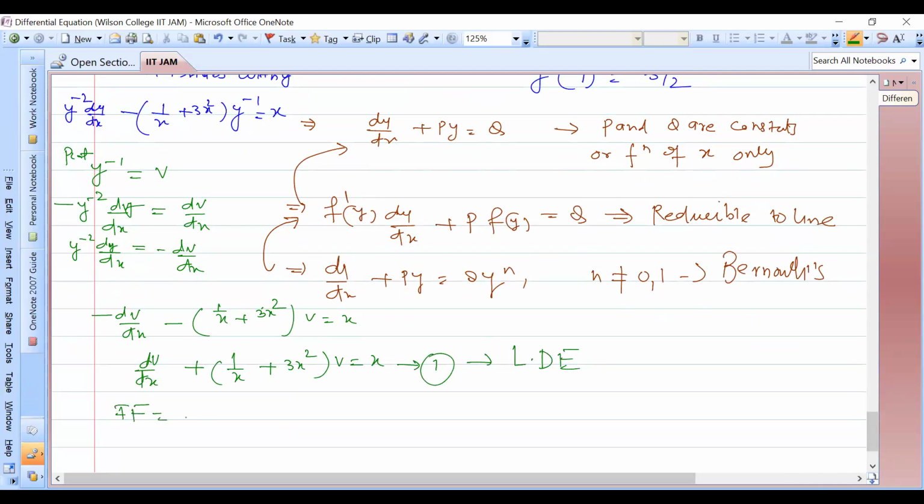So what will be the integrating factor? E raised to power integral of p dx. So p is here this. So basically here e raised to integral of 1 by x plus 3x square dx. So it can be written as e raised to log of x plus x cube, and by laws of indices, agreed? Is it your integrating factor?